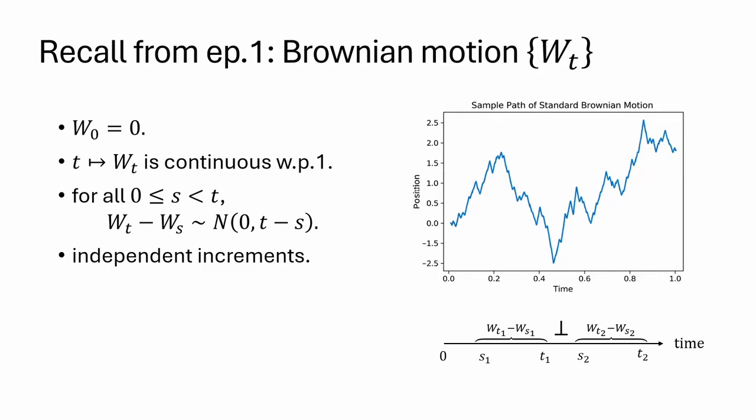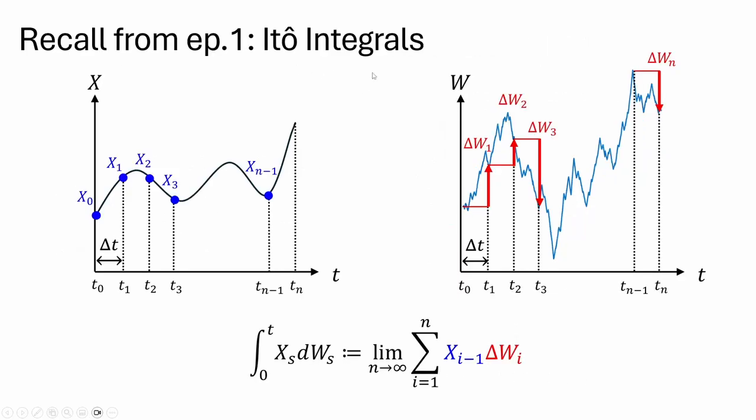And here's a recap on the definition of the Brownian motion. It starts from 0. The path is almost surely continuous. The increment over each interval follows a normal distribution with 0 mean, and the variance is equal to the length of the time interval. And also we have the independent increment property. We recall the definition of Ito integrals.